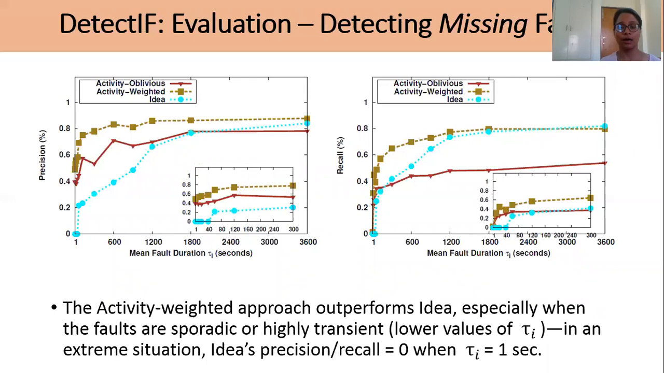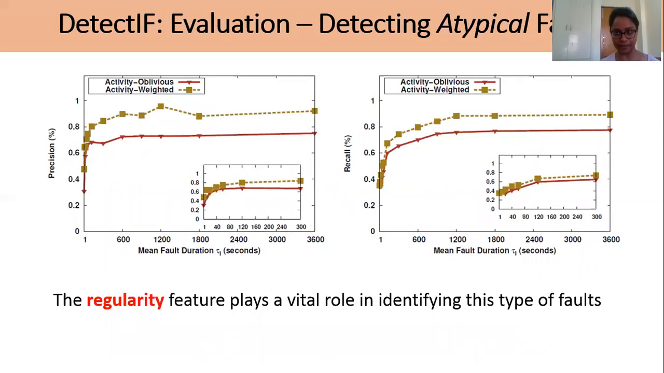So then the third fault is atypical. We don't have any baselines to compare with it, but we see that the regularity feature is the reason we really have about 80% precision and recall as well. So we always see that activity weighted is doing better than activity oblivious, because you are actually adding the reasoning of activities as well, and then matching with your previous belief that whether some sensor is faulty or not. So these are the results.